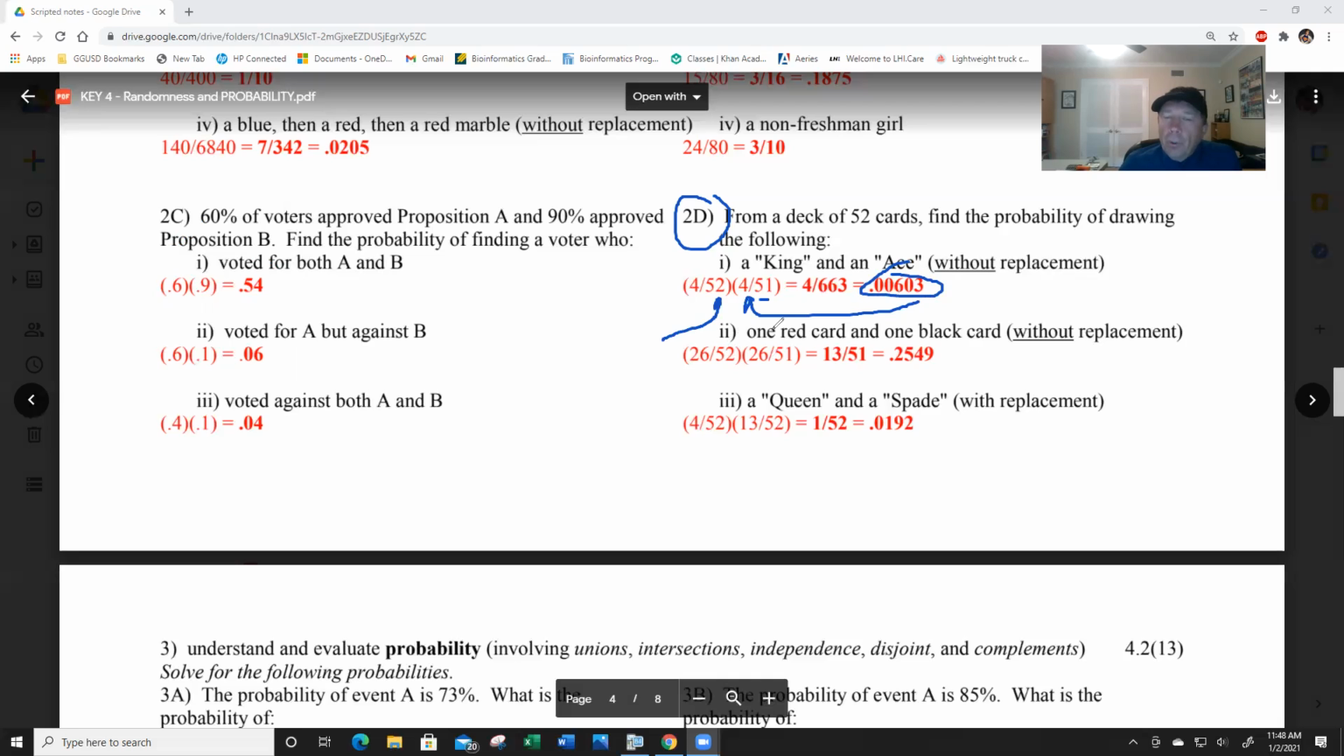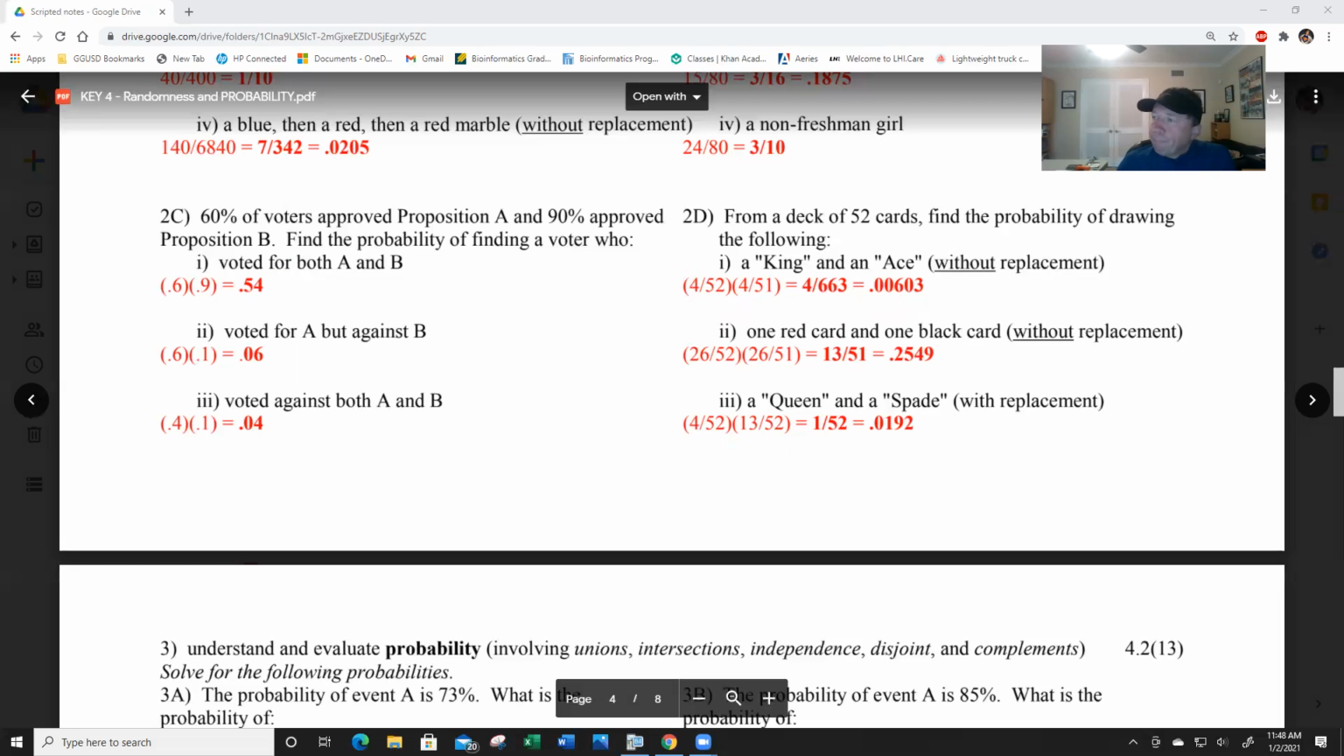Okay, item 2, 1 card red and 1 card black without replacement. So red is half. You probably could have written half there. And then black is 26 out of 51, and you get this answer right there. Okay. And the next one, a queen and a spade without replacement. A queen, 4 out of 52, and then a spade. So that's with replacement. So 52 is the bottom number both times. You can see I'm kind of putting an arrow to that. All right. So no problem. Those are all pretty simple.